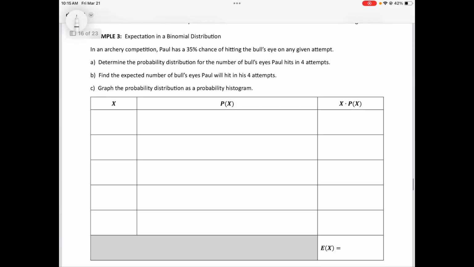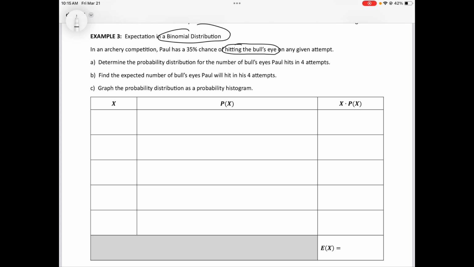All right, example 3, expectation and binomial distribution. Okay, so we're going to actually write out a full binomial probability distribution. In an archery competition, Paul has a 35% chance of hitting bullseye on any given attempt. So, determine the probability distribution for the number of bullseyes Paul hits in 4 attempts.